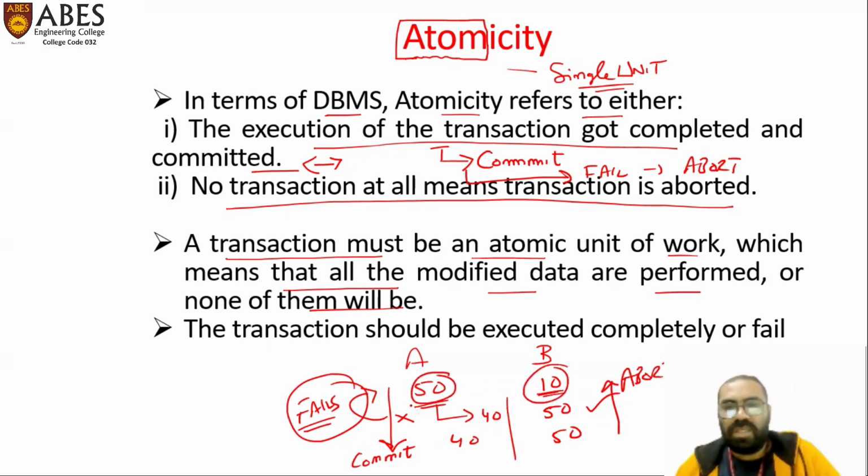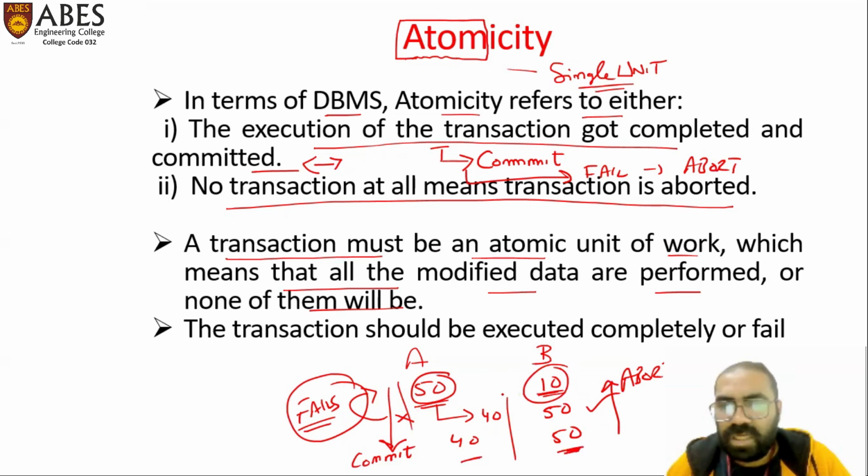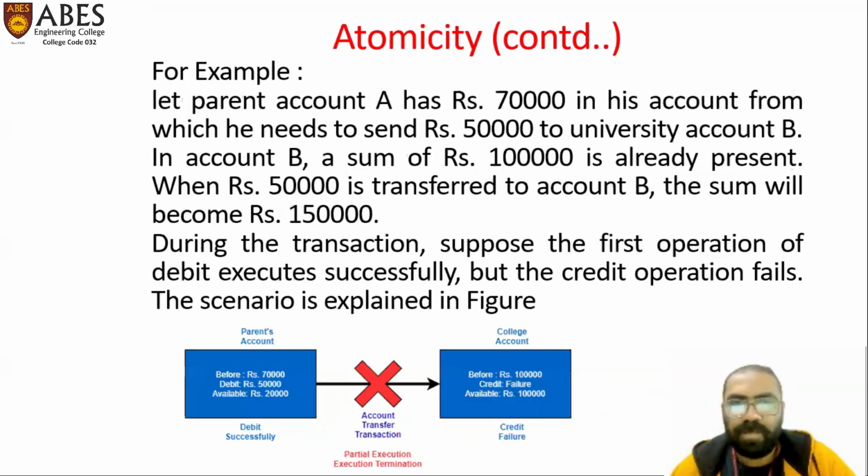So in the first case, A's value becomes 40 and B's value becomes 50. In the second case, A remains 50 and B remains the same. Now let us get into the more detailed part. Now, a better example for this: the transaction should be executed completely or it fails. So let us take an example.